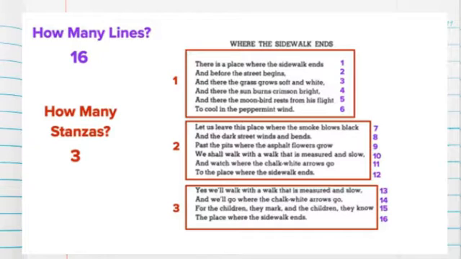So let's take a look at this example, Where the Sidewalk Ends. In this poem, how many lines do we see? Notice they are numbered, right? So every line is numbered. There is a total of 16 lines in this poem. Now look closely at how many stanzas there are. Remember that a stanza is sort of like a paragraph, and it's usually divided with a space. So there's actually 3 total stanzas in this poem.